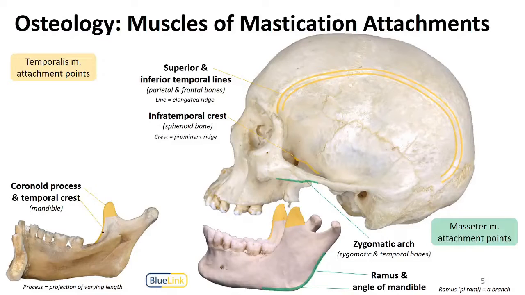The second muscle we want to talk about here is the masseter muscle. To locate the masseter muscle, put your hands on either side of the mandible and close your mouth and clench down. The muscle you feel moving is the masseter muscle.